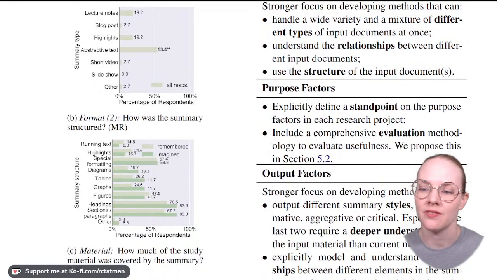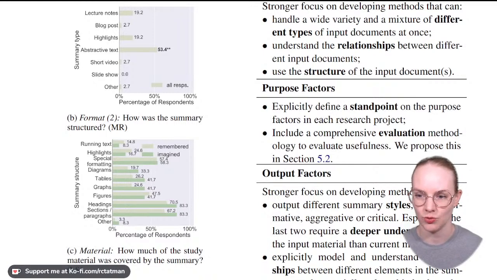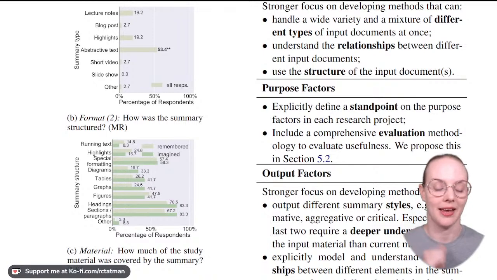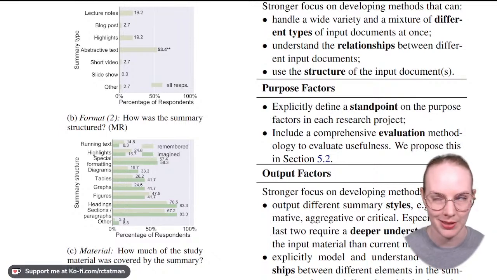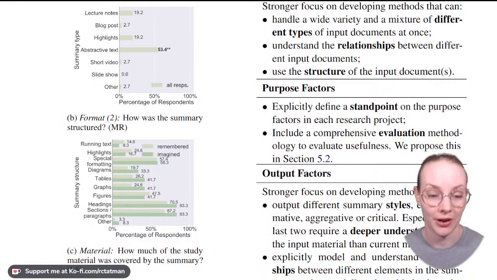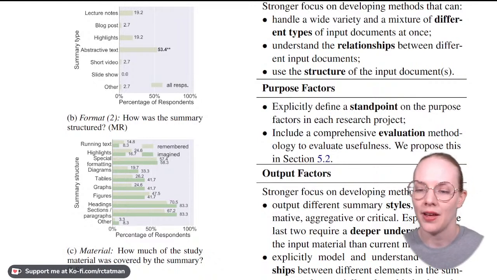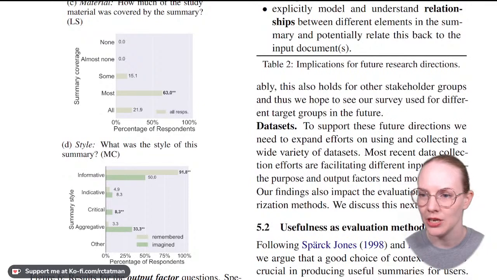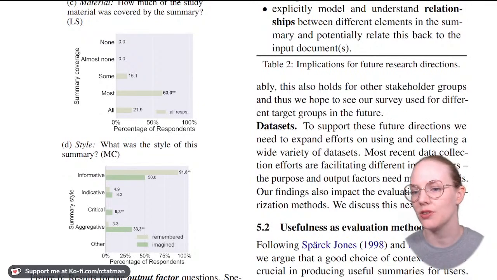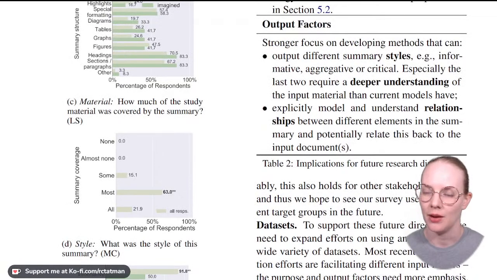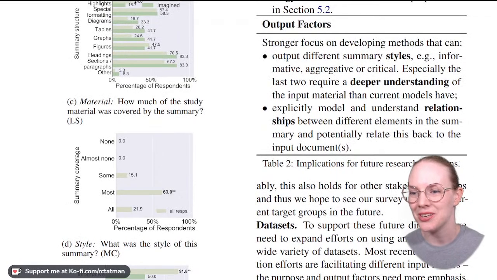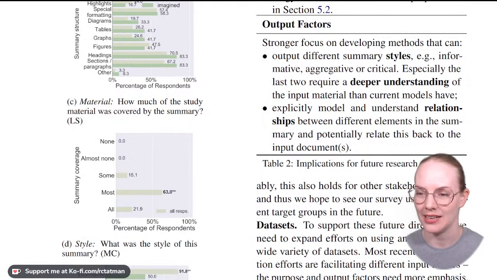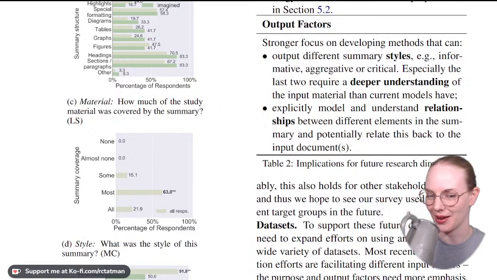Purpose features: explicitly define a standpoint on the purpose factors in each research project. Like, I am choosing to do this, I am choosing to do this, instead of just like, well, I made these decisions and that seems obvious to me in my current situation. Include a comprehensive evaluation methodology to evaluate usefulness. We propose this in section 5.2, which we have not gotten to yet. And explicitly model and understand relationships between different elements in the summary and potentially relate this back to the input documents. I skipped a section. And output different summary styles, e.g. informative, aggregative, or critical. Especially the last two require a deeper understanding of the input materials than current models have.